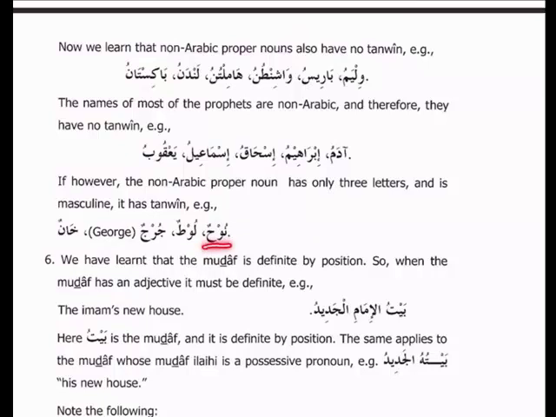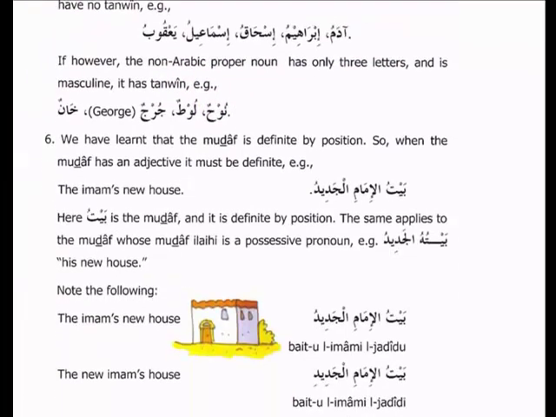Why? Because they are 3 lettered. If there is a non-Arabic name which consists of 3 letters, then it will have a tanween on it. This is an exception to this rule that we saw. The non-Arabic nouns, we said they will have no tanween. So the exception to this rule is what? The non-Arabic names that have 3 letters will act like normal isms. They will have tanween on them. Is that clear?